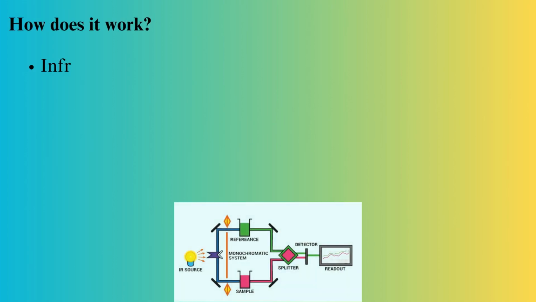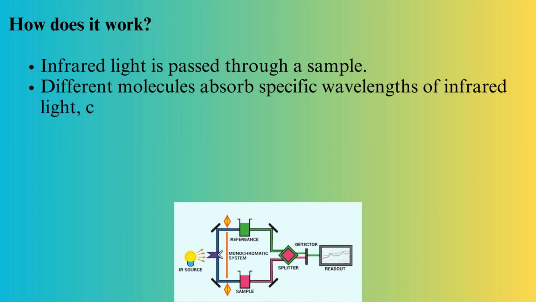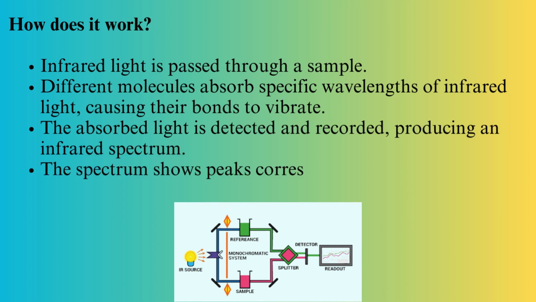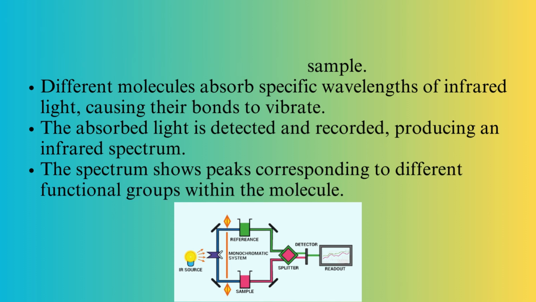How does it work? Infrared light is passed through a sample. Different molecules absorb specific wavelengths of infrared light, causing their bonds to vibrate. The absorbed light is detected and recorded, producing an infrared spectrum. The spectrum shows peaks corresponding to different functional groups within the molecule.